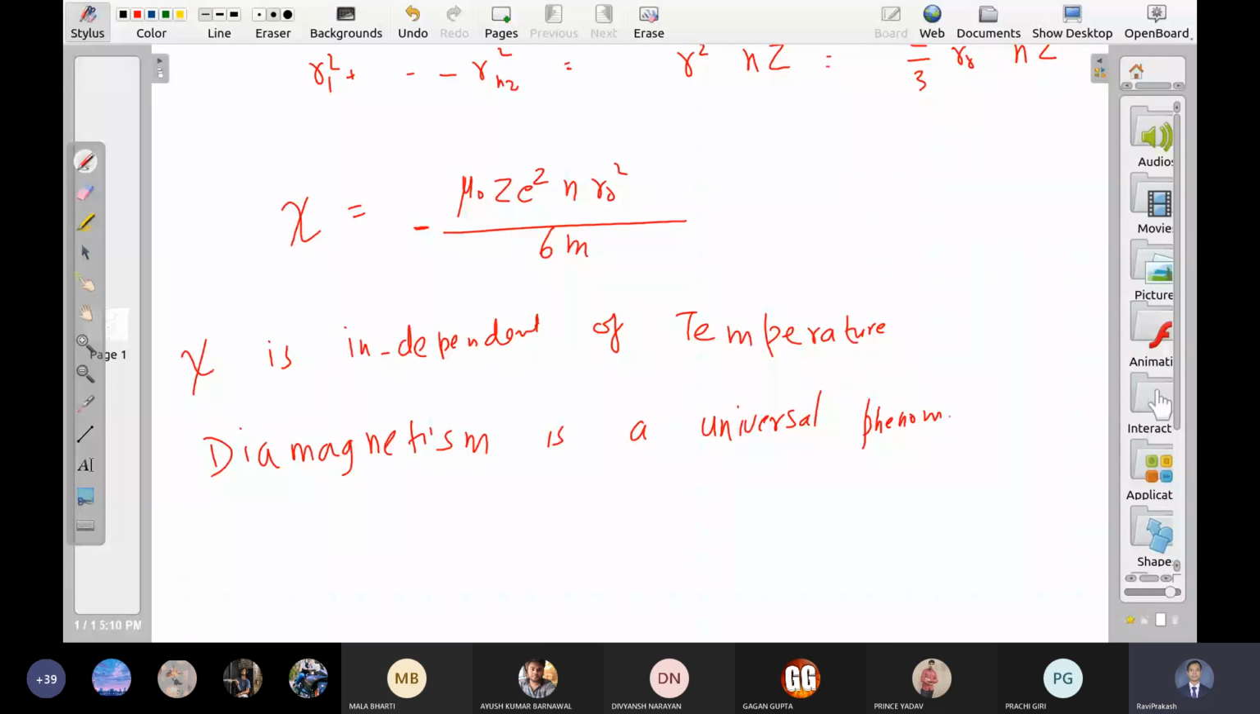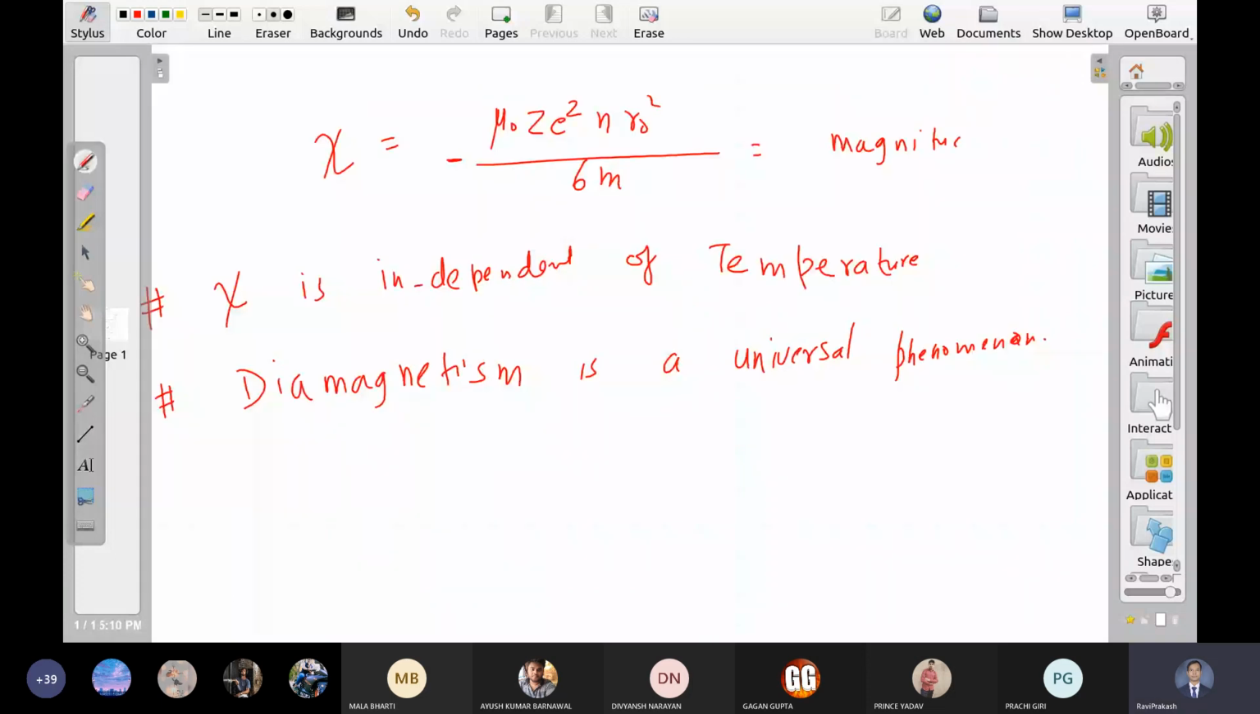But then why don't you see it? When you experimentally verify susceptibility, you see some materials are paramagnetic, you see some materials are ferromagnetic. If all the materials are diamagnetic, we should see it experimentally also. The problem is in the magnitude of this number.